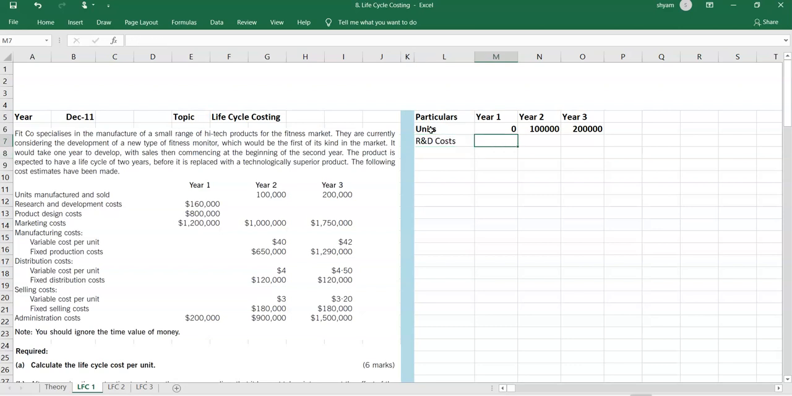So we have R&D cost of 1,60,000. See, all of these are cost. There is no income here. So we're not trying to find out the total income. We are trying to find out what's the life cycle cost per unit. Okay. So we have to add all the cost.